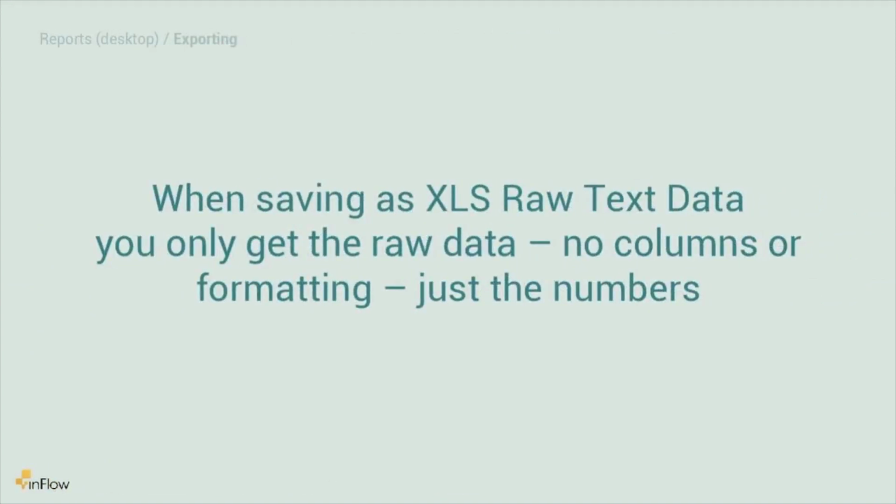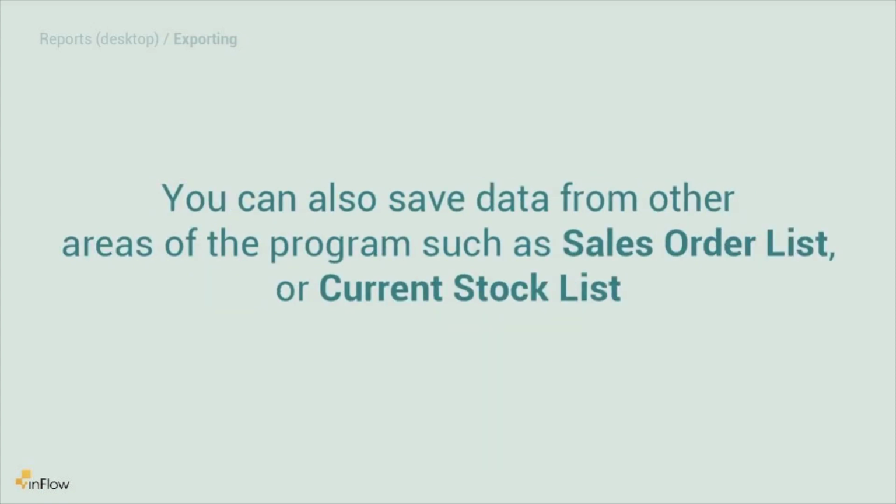And just like I was mentioning, when you save it in the raw text data, you only get the raw data. You get no columns or formatting on it, just the numbers. And I can show you a quick example of that in a minute. One other thing we will show is that you can also save data from other areas of the program, such as your sales order list or your current stock list, into CSV files, which maybe you can't get the information you want out of a report, or it might be easier to get the information from, like your current stock screen. So exporting that to a CSV file can sometimes be easier.